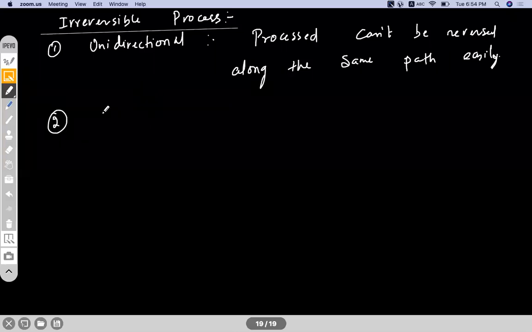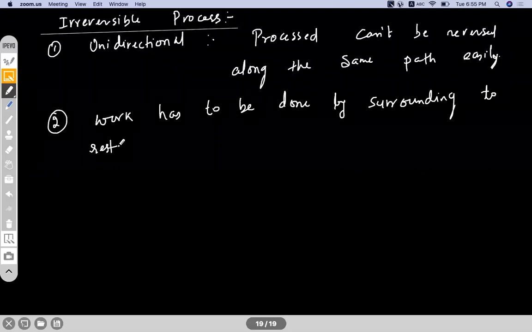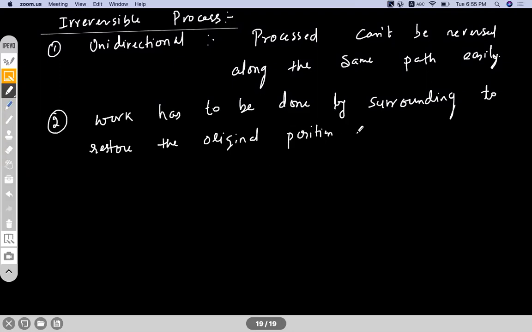So write down the next point. Work has to be done by surroundings on the system. By surroundings, simply I'll write down. Work has to be done by surroundings to restore the original position of the system. Okay.